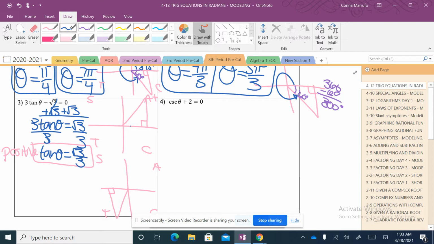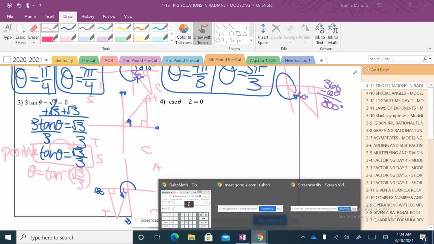So we are looking for this angle right here, which should be between 0 and 90. And we should be looking for this angle here, which is between 180 and 270. In order for us to figure that out, we need to find the reference angle, which is this little angle here. So I'm going to go ahead and move the tangent to the other side to solve for angle theta. That means we're going to have to use the inverse tangent of the square root of 3 over 3. So let me put that in my calculator.